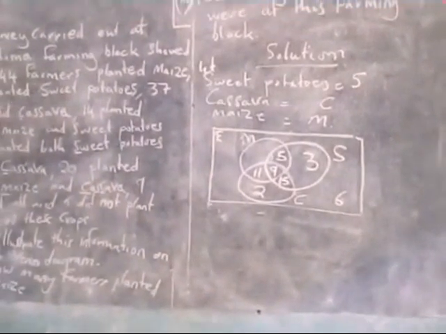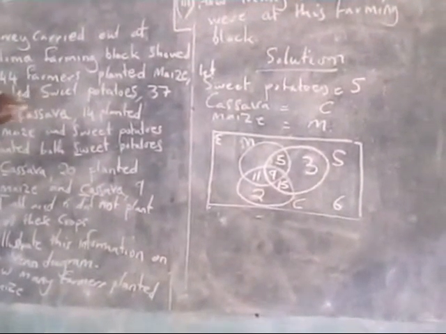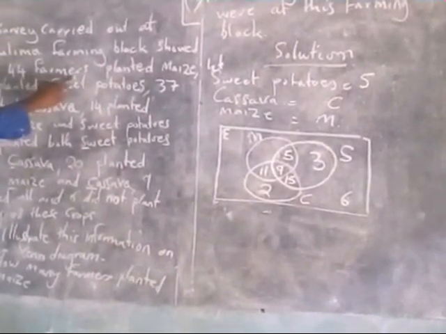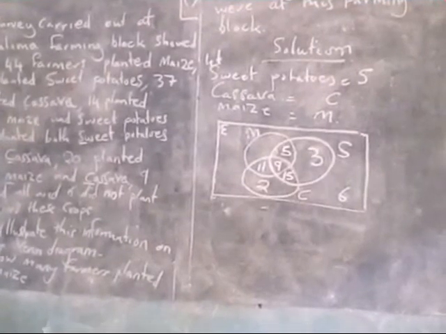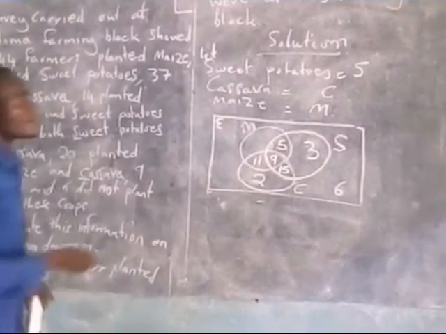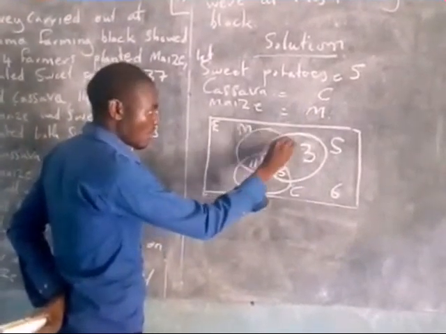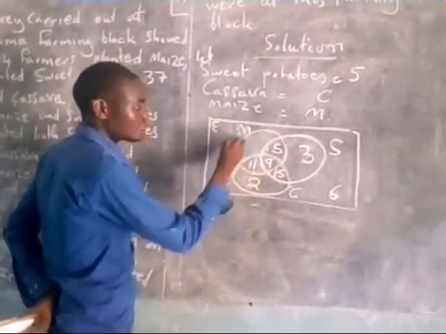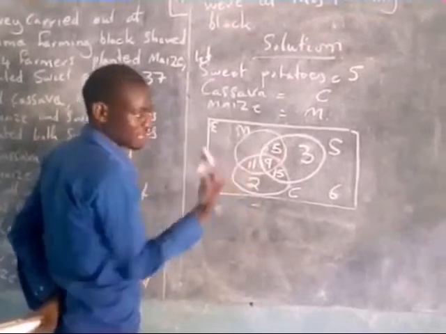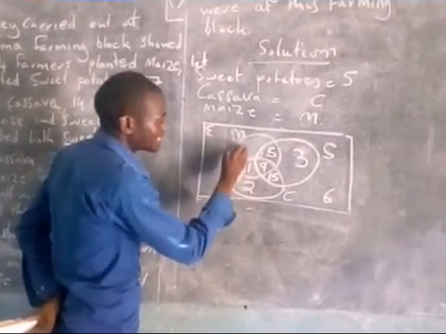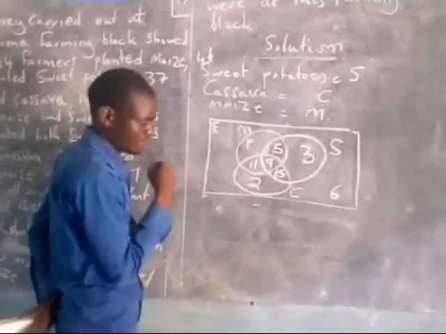Then we go to the other part. The question says 44 farmers planted maize. 44. So when we add everything for maize, the whole set for maize should give us 44. So, for the sake of calculation, let's put this one as P.